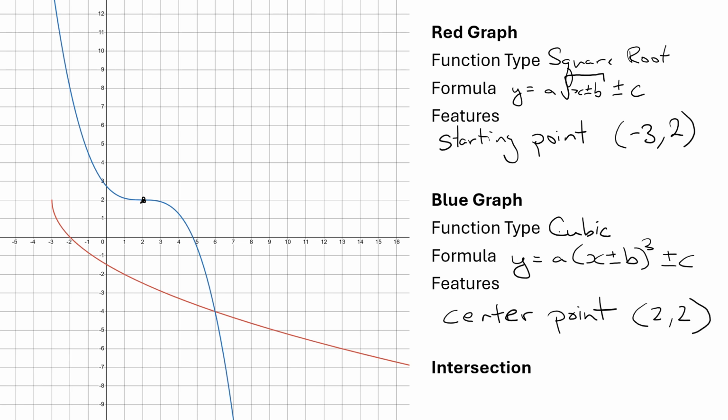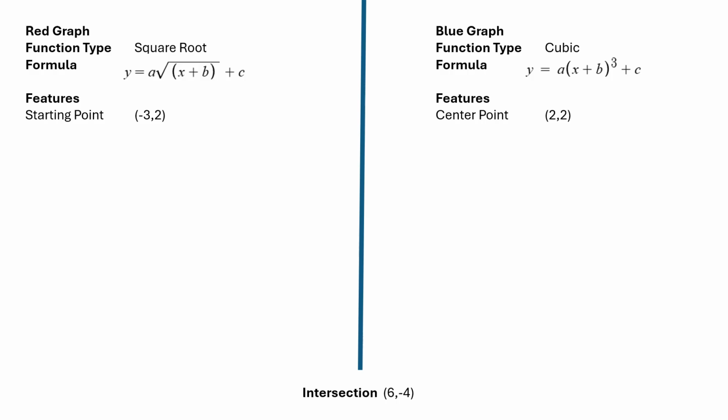And finally, we need an intersection point. That intersection point is going to be right here. We've got over 6, minus 4. 6, minus 4. Really quick now, final calculations. We're getting pretty quick at this. We know exactly what's going on.